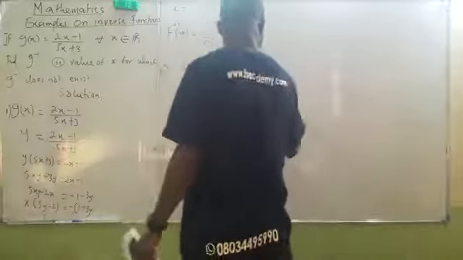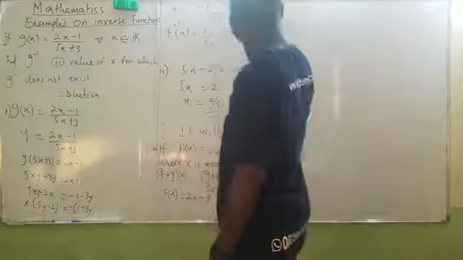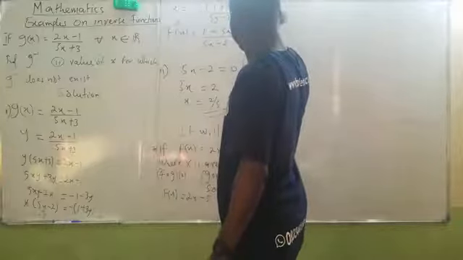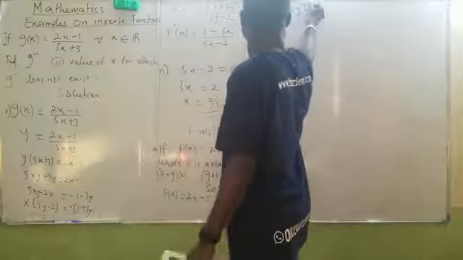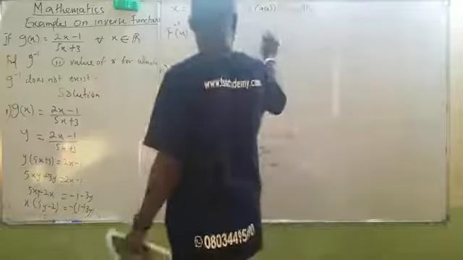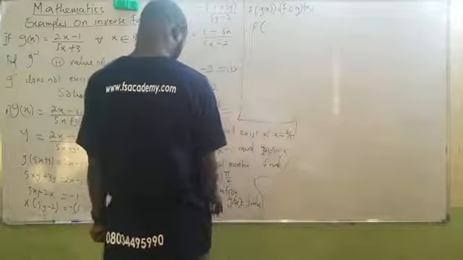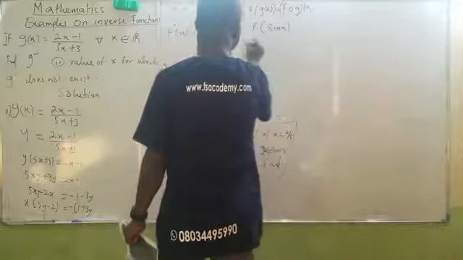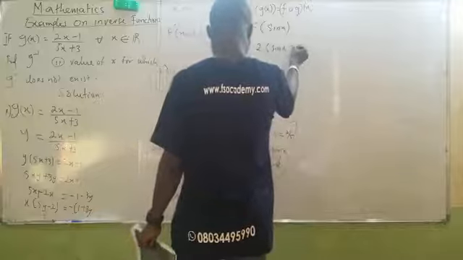Let me manage the board because you have to manage the space very well. Now, f of g of x, take note of that, with what I've explained earlier. Since that is the case, my f inside of g of x will be f of sine x, which will be sine x minus 5.